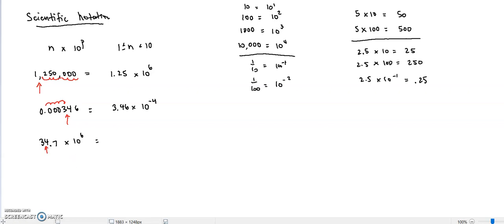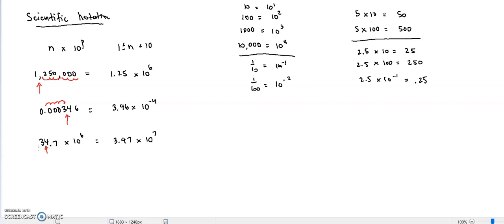Okay, so I am making the number smaller, the coefficient smaller. So I'm going to get 3.47 times 10 to the, and then really the only hard part here is you have to decide if you're adding to the exponent or taking away from the exponent. So this was a big number, so I'm going to add to the exponent. So 34.7 was a bigger number.